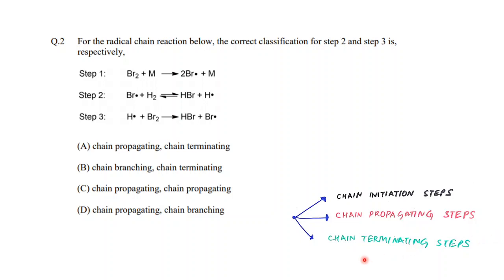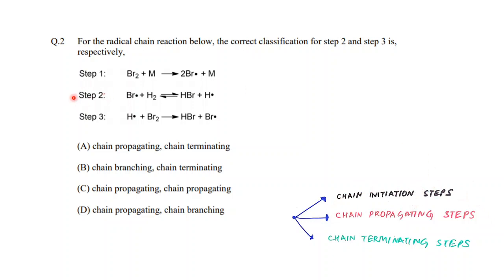And the third is the chain terminating step. What happens in the chain terminating step? Whenever two radicals combine, I'm just taking two as a number, it can be any number, to form a stable compound and no further radical generation takes place, that step is the termination step. Those types of steps are known as chain terminating steps in complex reactions. So these three are the basic steps in complex reactions.